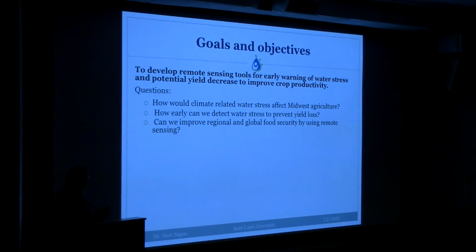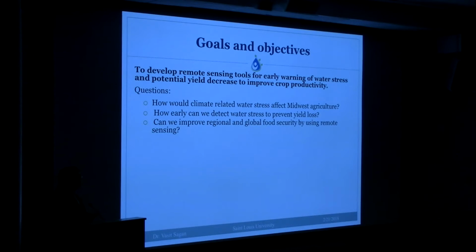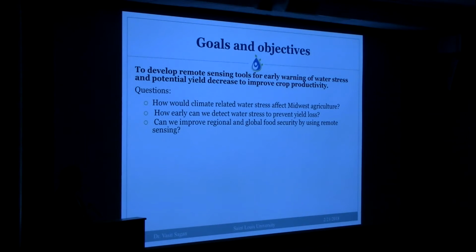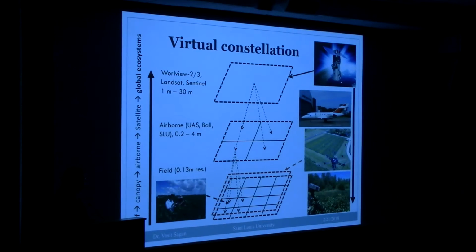The goals of this project are to understand how future climate-related water stress affects Midwest agriculture, whether we can detect stress early and implement some treatments or measures to prevent yield loss, and how we can improve regional and global food security by using remote sensing. So that's the overall objective of the project.